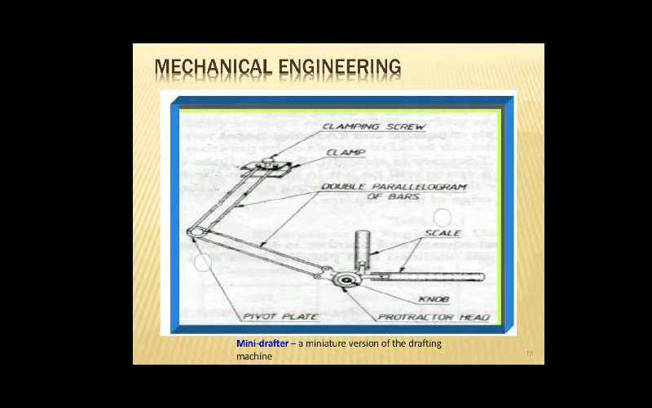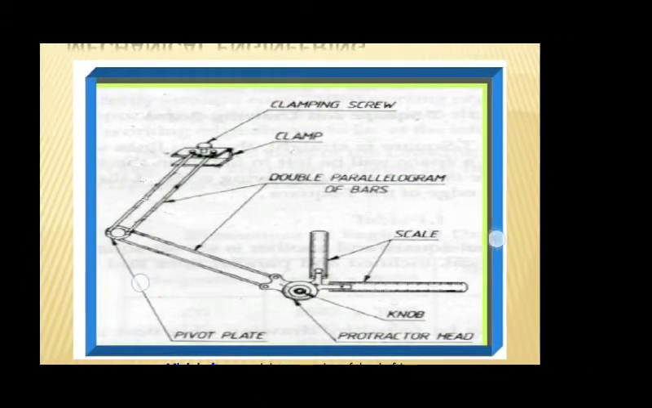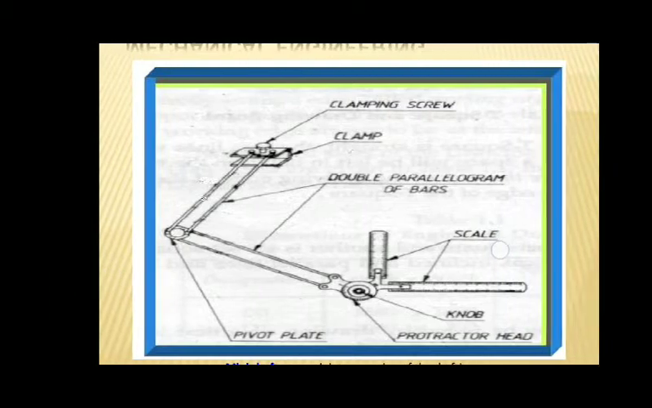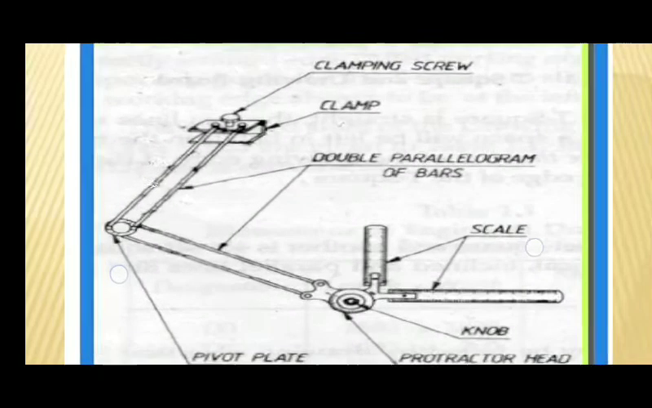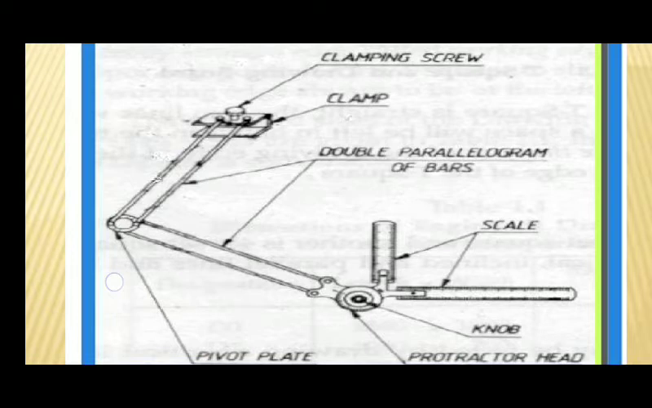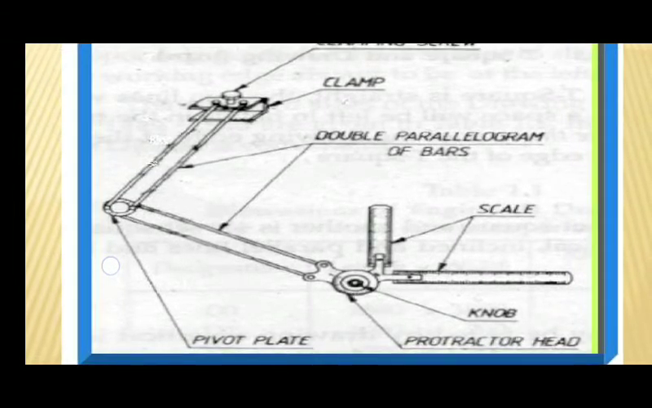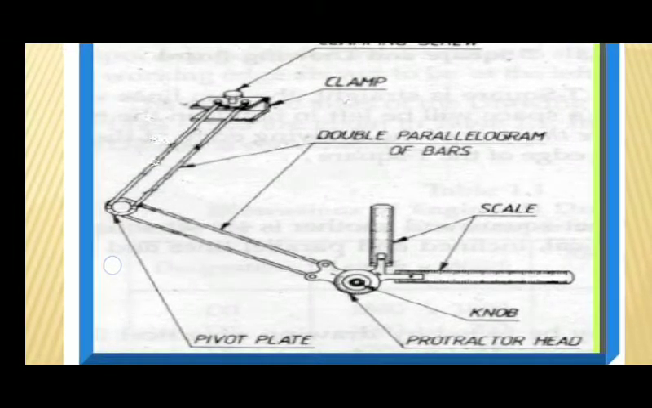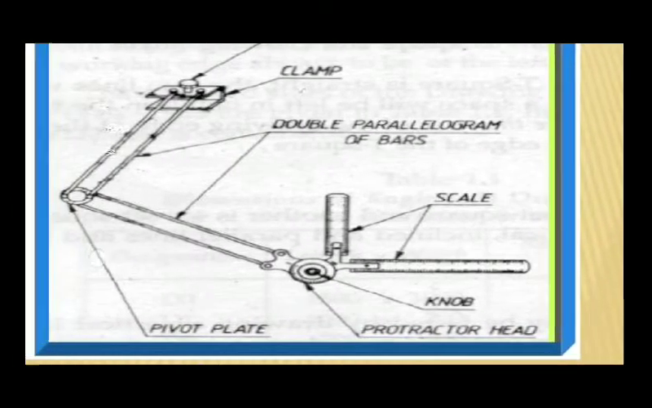Now, next, see, this is the image of the drafter. See, mini drafter. After the board we have to fix this. See here, a clamping screw is there. We have to first loosen it and then fix it to the drawing board on the left side with the help of the clamp, and we have to screw. By tightening the screw it is immediately fixed to the drawing board. And here the double parallelogram of bars is there. They are helpful to move the mini drafter from one place to another on the drawing board, from one corner to another, or any place on the drawing board. Next, here, scale.